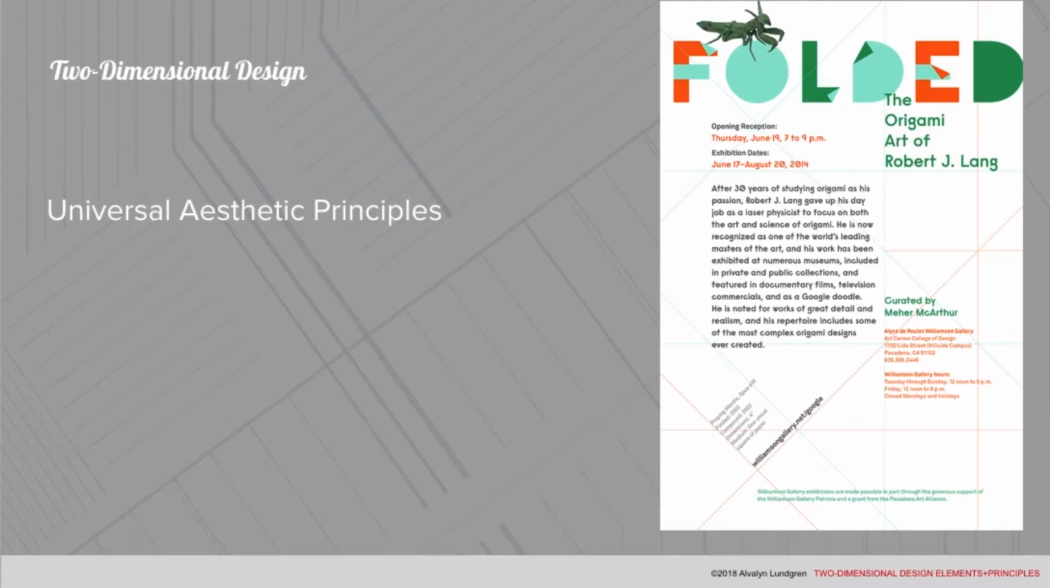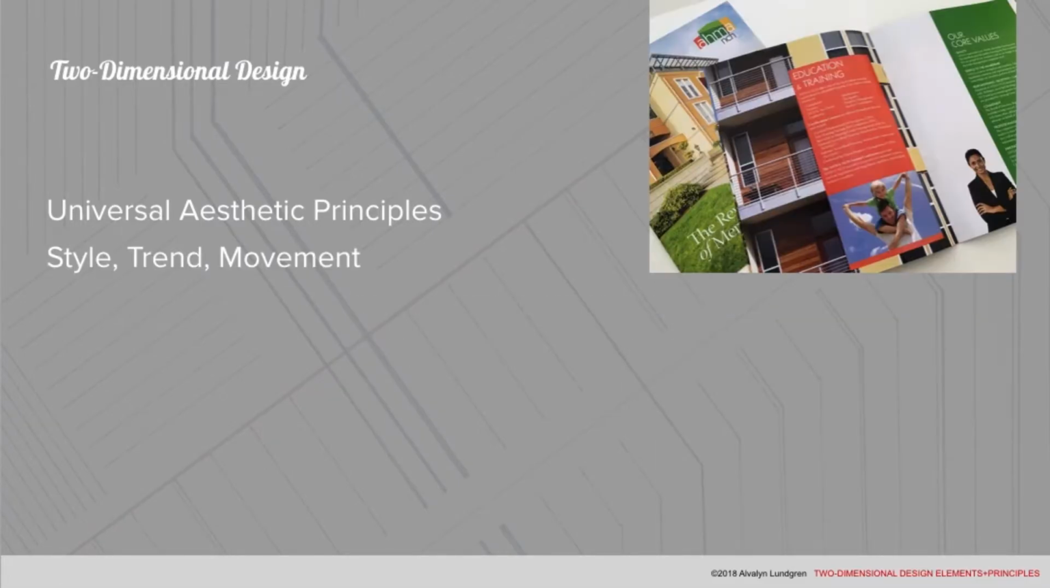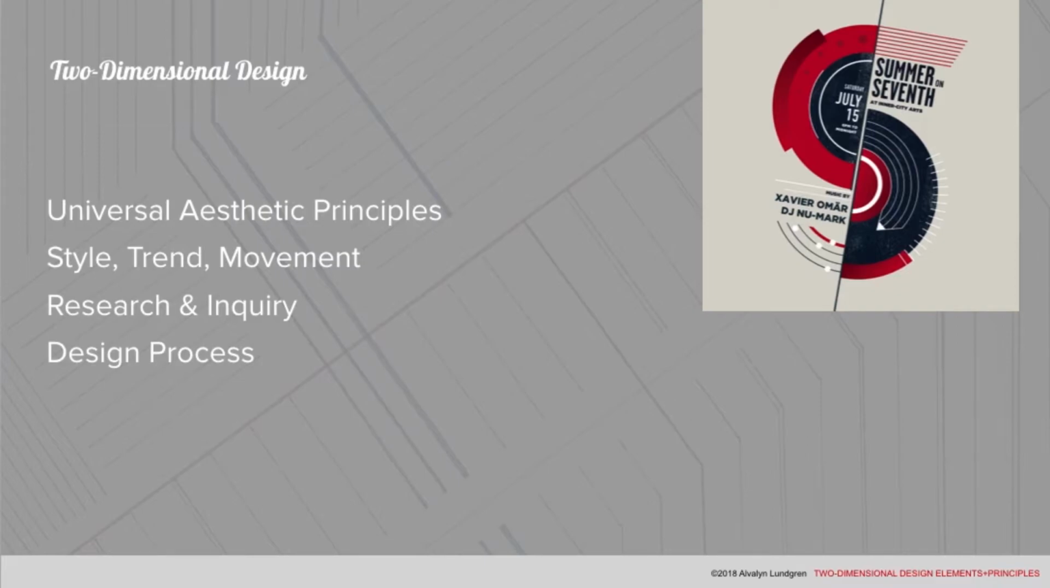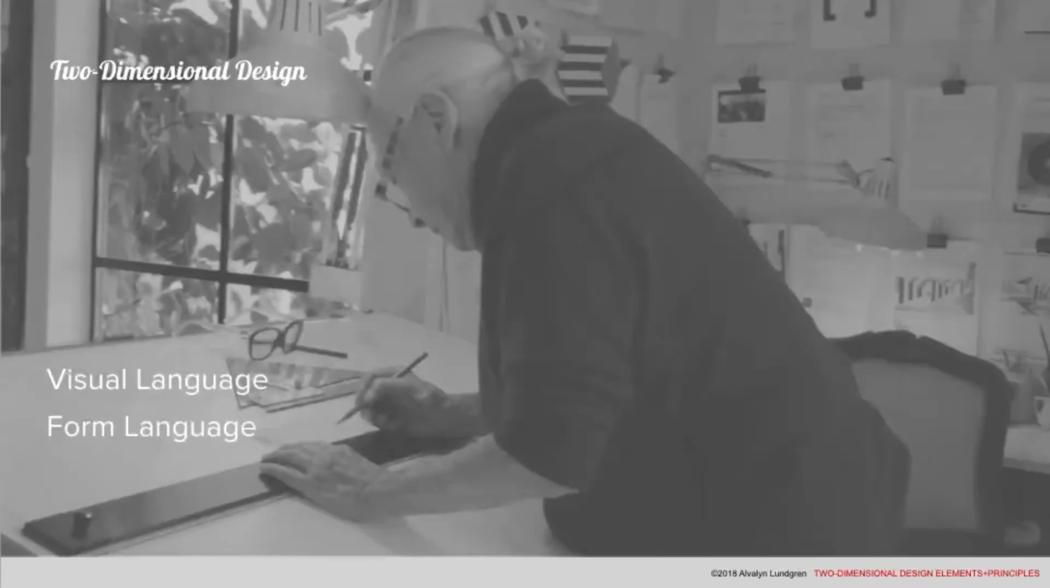We deal with how human beings understand the world visually, which is the primary way we encounter our environment. We discuss style, trend, and movement as ways of applying those universal aesthetic principles. We'll be dealing with research and inquiry. You have to inform your designs from somewhere, and so you'll learn how to recognize and utilize inspiration. You'll learn a common design process that you can individualize to suit your working style. You'll learn how to evaluate and reflect on your work in order to improve your work and your skill set.